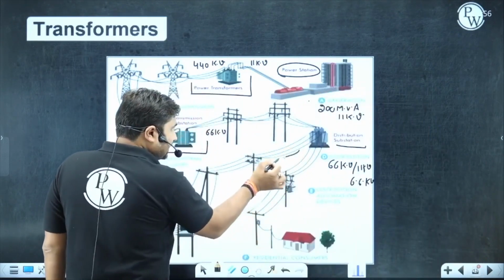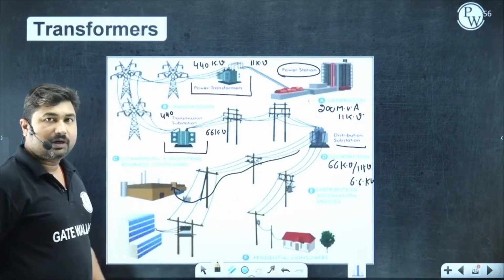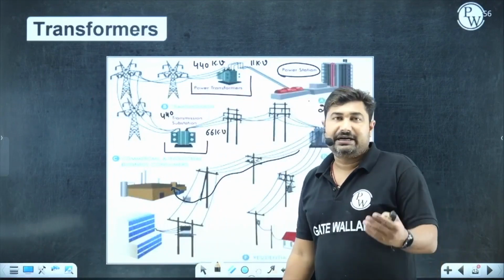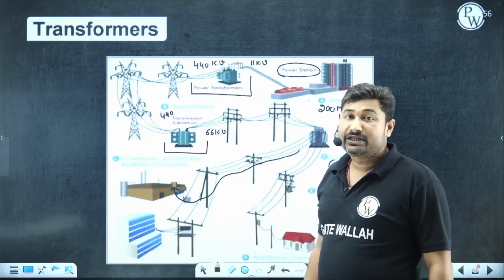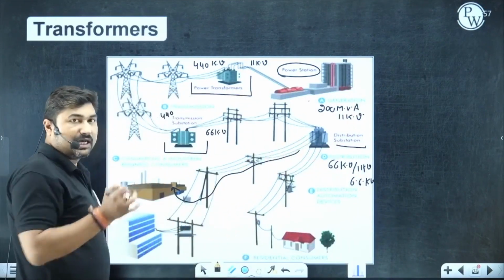This 6.6 kV is directly transmitted to the industrial areas, because our industrial machines are high voltage machines. Generally, induction machines can be designed up to 6.6 kV. So this voltage is transmitted directly to the industries.